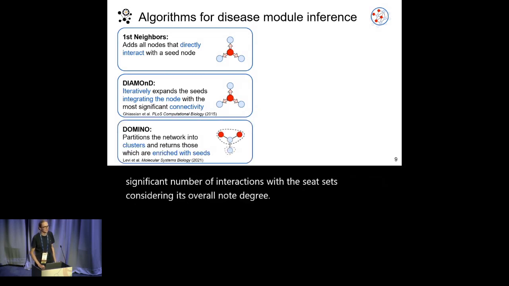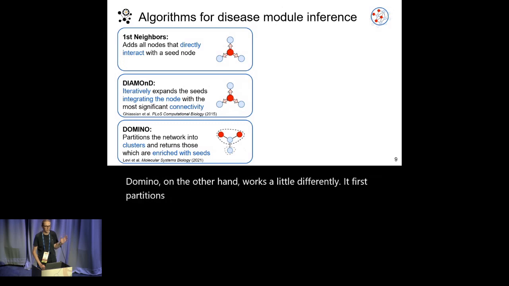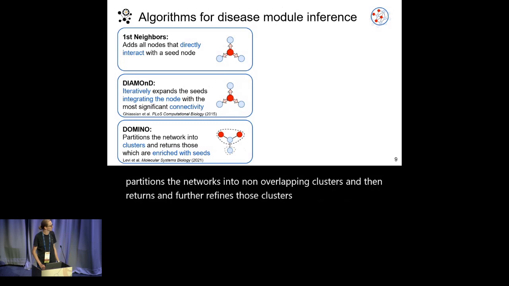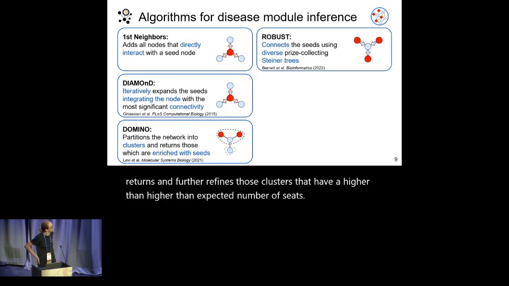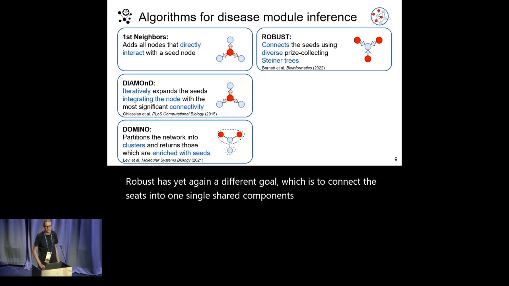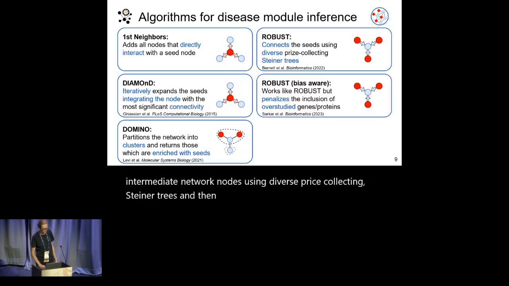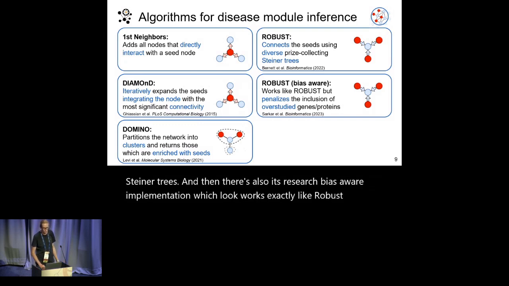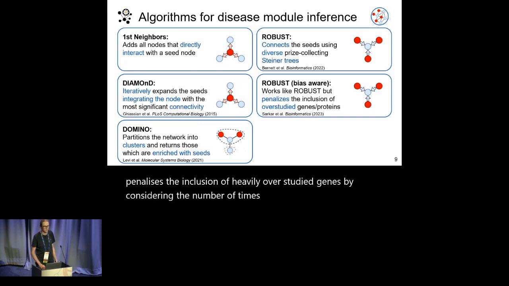DOMINO, on the other hand, works a little differently. It first partitions the network into non-overlapping clusters, and then returns and further refines those clusters that have a higher than expected number of seeds. ROBUST has yet again a different goal, which is to connect the seeds into one single shared component by including intermediate network nodes using diverse prize-collecting Steiner trees. And then there's also its research bias-aware implementation, which works exactly like ROBUST, but penalizes the inclusion of heavily overstudied genes by considering the number of times a protein was used in protein-protein interaction detection experiments.